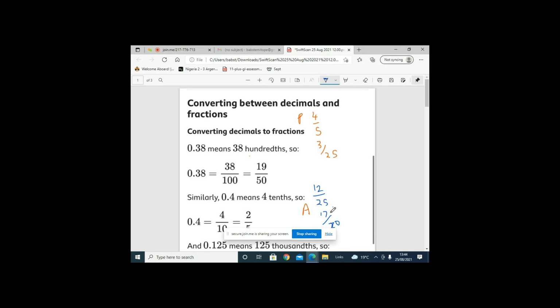I'm confused now. 12/25, so do I need to round it up to 100? Yeah, you have to take it to 100. Okay, so 4/5 times by 20, I've got 80/100, which is 80%. Yeah, that is good, because 80/100 is equivalent to 4/5. Well done.